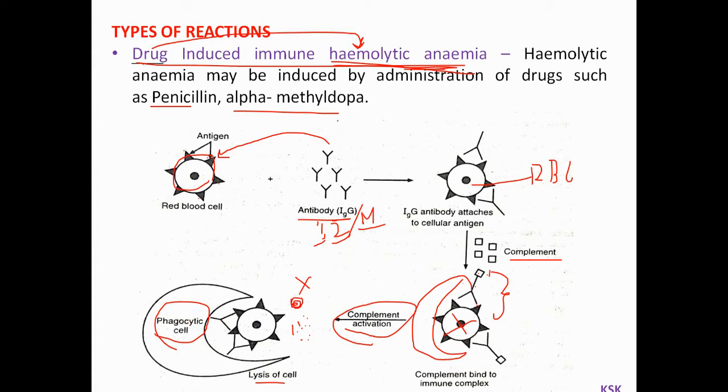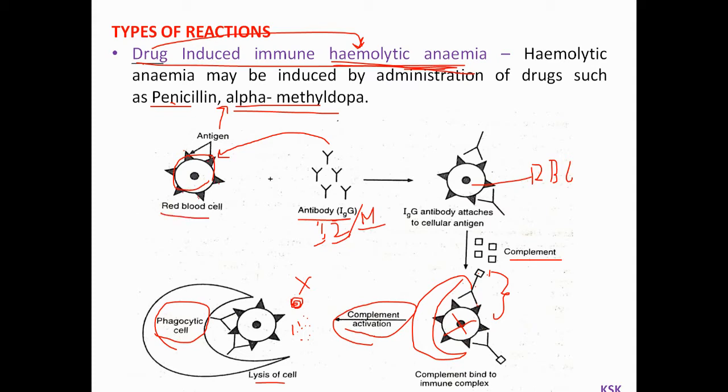What are these antigens here? The antigens are nothing but the drugs which we are taking, either penicillin or alpha methyl dopa. They get deposited onto the RBCs. When these drugs are taken for treatment of certain diseases, penicillin acting as an antibiotic, they get deposited onto the cell surface of the RBC.